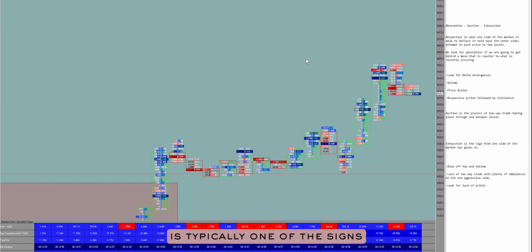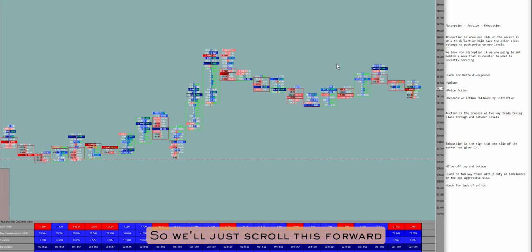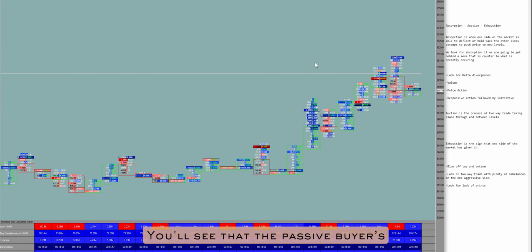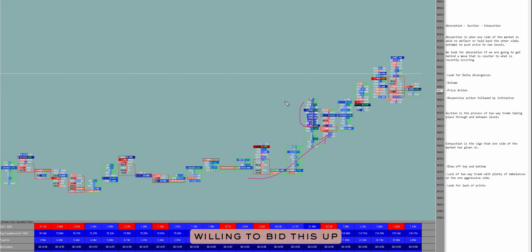All right, and exhaustion is typically one of the signs you want to look for if you're going to be taking the other side of the trade. So we'll just scroll this forward, and you'll see that the passive buyer is still within this trade. So we still have new levels being taken. Although this price is moving upward, and we have this 15-minute candle close that's below most of this volume, we know that the passive buyer is willing to bid this up. So it's a sign that the order book, if you just want to consider the order book, is rising up with this structure and willing to bid up size.